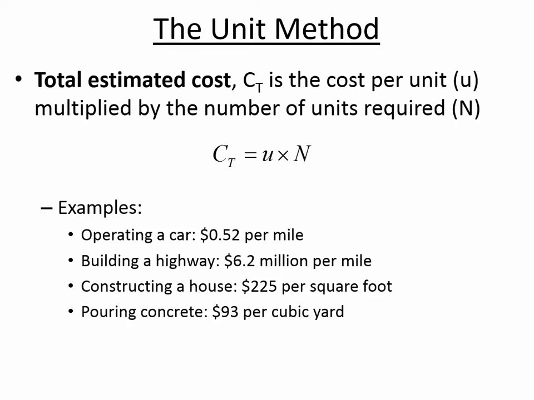So here are some examples that are provided by the book. The average cost of operating a car is 52 cents per mile. So if you know how many miles you're going to drive in a year, you could estimate your transportation expenses by multiplying the number of miles by this rate. Same with a highway, a house, a concrete. So it's an easy concept.